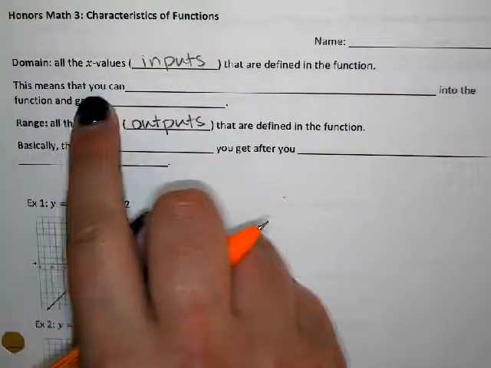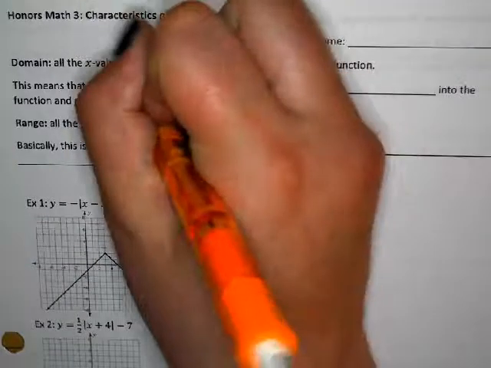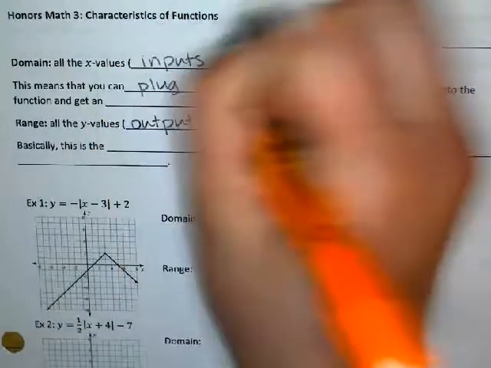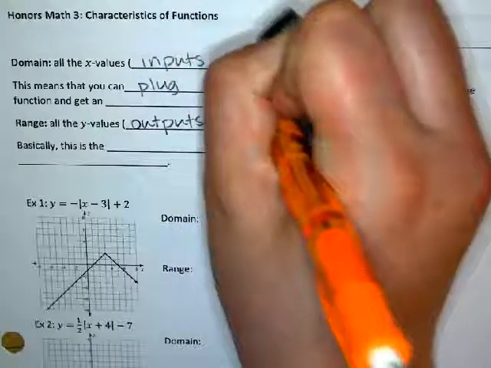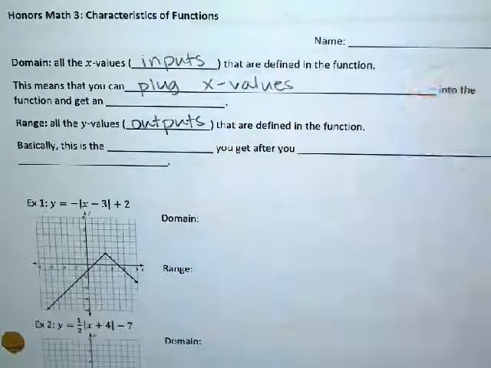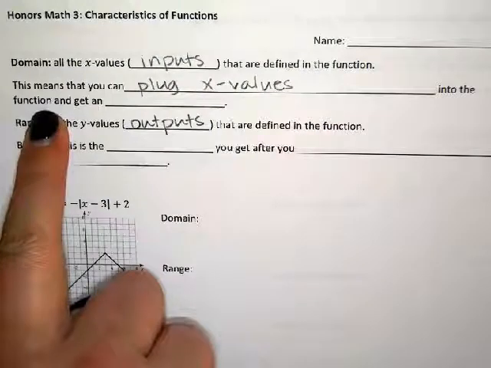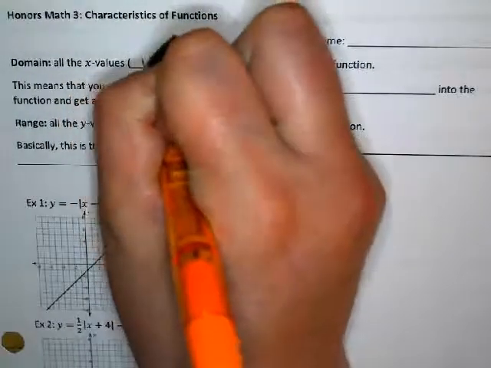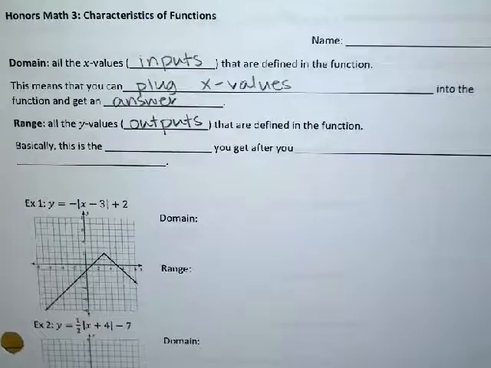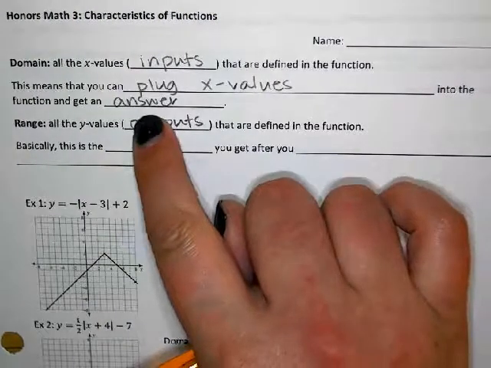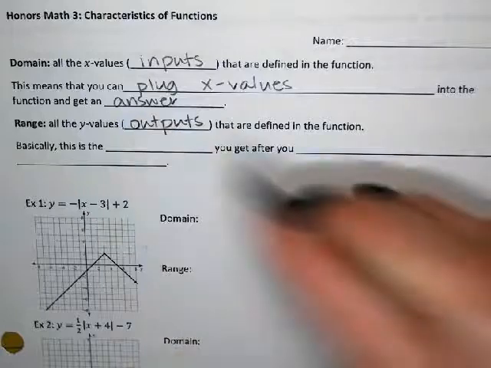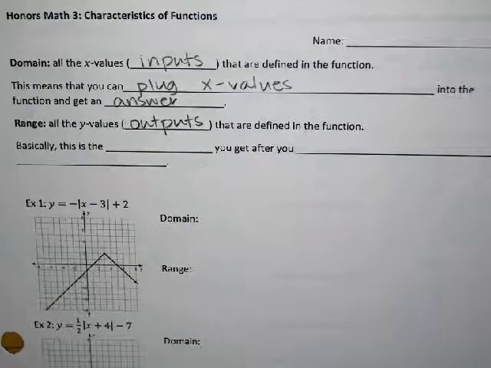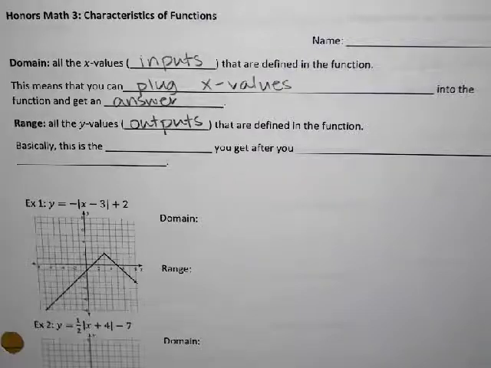Inputs, this means that you can plug x values into the function and get an answer. So numbers are in the domain if when you plug the number in, you actually get a valid answer on your calculator, you do not get an error message. That's how you know that that x value is in the domain.